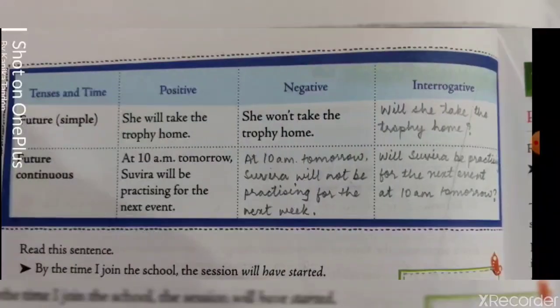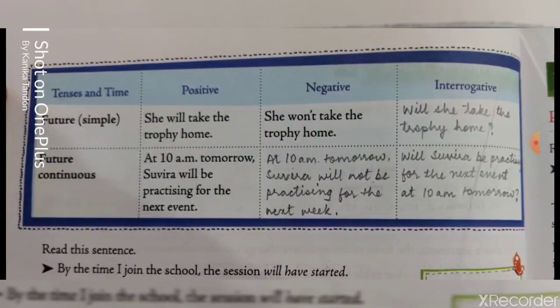And the next two are on the next page. If you turn the page, the next is simple future. She will take the trophy home. The negative will be she won't take the trophy home. You can also write will not if you want, but the short form of will not is won't. So both are correct. And interrogative will be will she take the trophy home, and question mark.